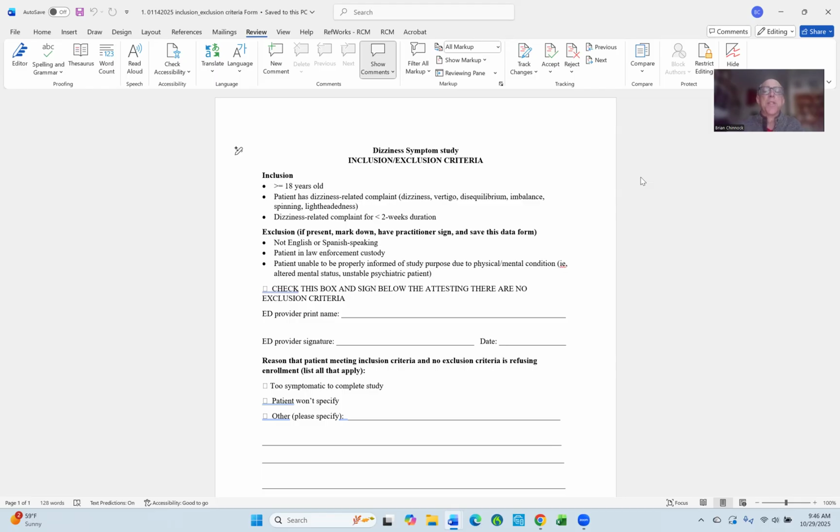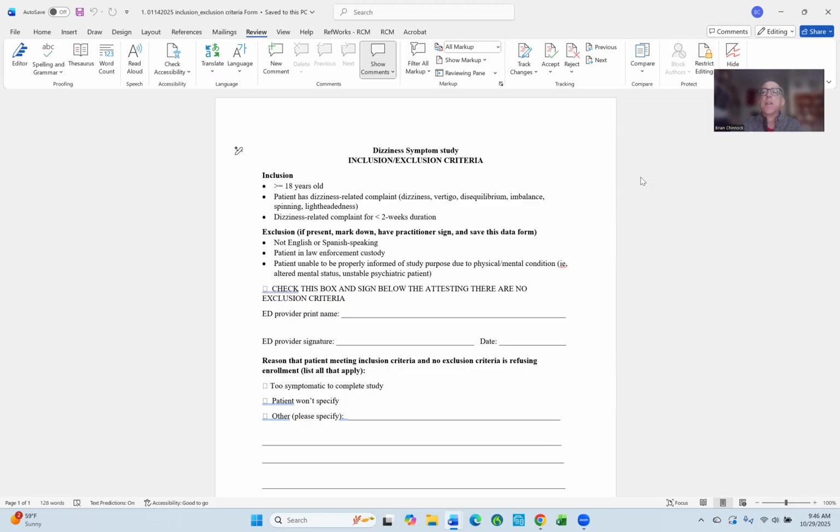Again, the inclusion is simple. It's just an adult patient with some sort of dizziness-related complaint. Again, so things such as dizziness, vertigo, disequilibrium, imbalance, spinning, lightheadedness. And then we want this to be a dizziness complaint that is somewhat new onset, so less than 2 weeks.